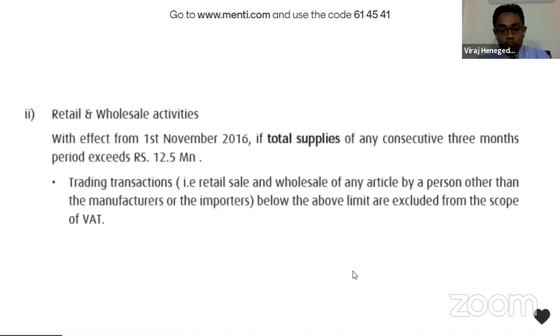Then retail and wholesale, this is another area you need to remember. With effect from 1st November, if you are doing retail and wholesale activities, the 3-month threshold is 12.5 million. So that means the per annum threshold is 50 million, as 12.5 times 4 is 50 million. As I told, this applied only up to 31st December 2019. From 1st January 2020 onward, this also has gone up to 300 million per annum. Anyway, this threshold has been changed, but for your exam purposes you need to remember the retail and wholesale figures, because in your exam they will be testing only up to last year. So last year the threshold was 12.5 million per quarter, and per annum it's 50 million.